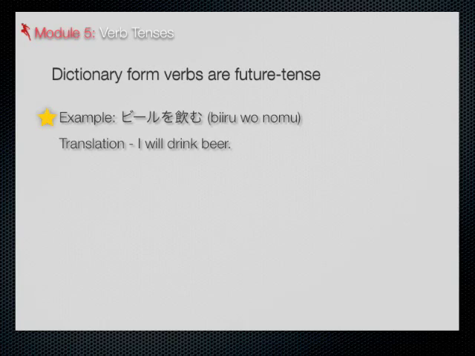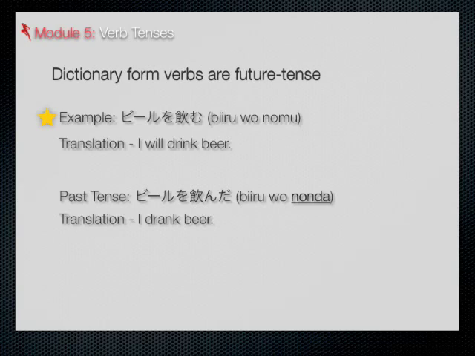To get the verb into its past tense form, for example, if you wanted to say "I drank beer" instead of "I will drink beer," you need to change the verb into its ta form. In our example, the ta form of nomu, drink, is nonda. So the sentence would become biru o nonda, and now you have the past tense form.